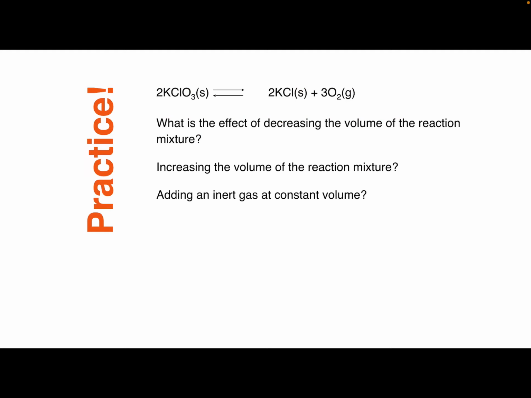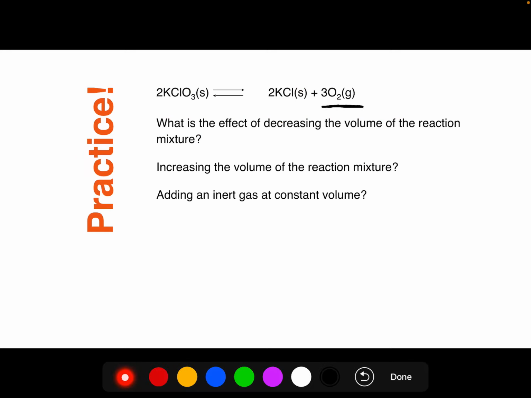So, here, if I decrease the volume of the reaction, that means my pressure is going to go up. So if my pressure is going to go up, I want to relieve that pressure. So the equilibrium is going to shift to the side with the least gas to relieve the pressure. We have 3 moles of gas over here, 0 moles of gas over here. So the reaction is going to shift this direction to relieve that pressure.